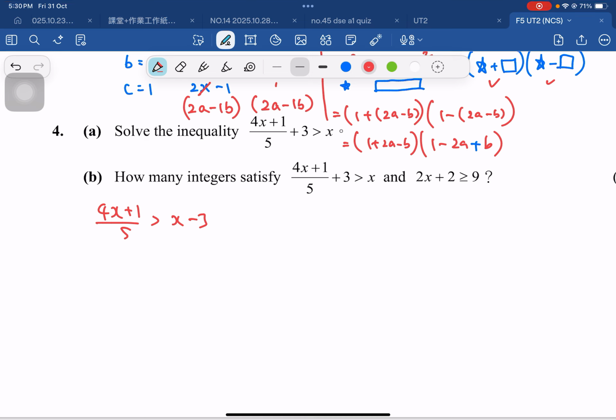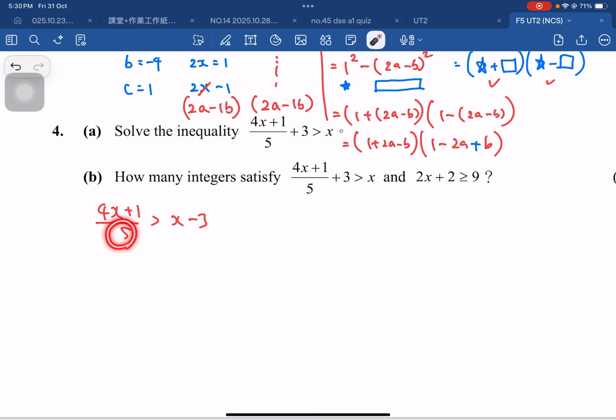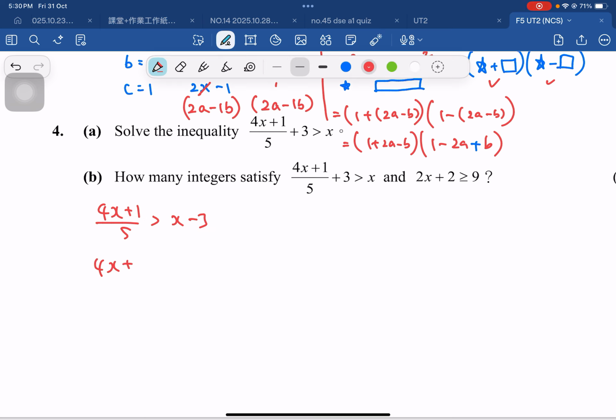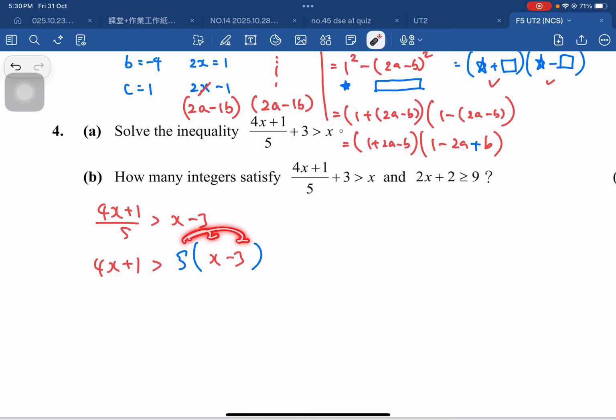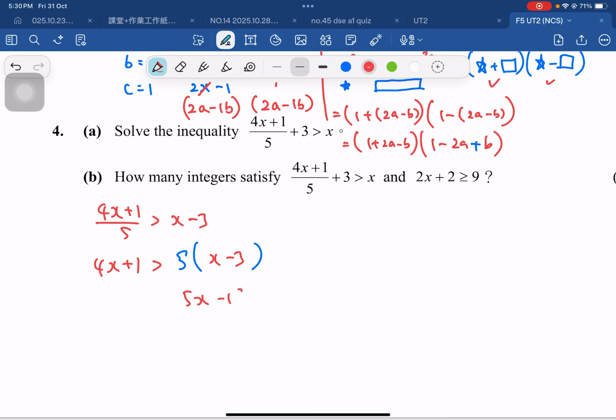x minus 3. In the next part, I don't want this divided by 5. I don't like a fraction. This is divided by 5. Moving to the right, it becomes times. So I have 4x plus 1 is greater than 5 times the whole right-hand side. So I use a bracket to emphasize that. And then now I need to expand the bracket. So I have 5x minus 15. And the rest, I just need to copy that down.